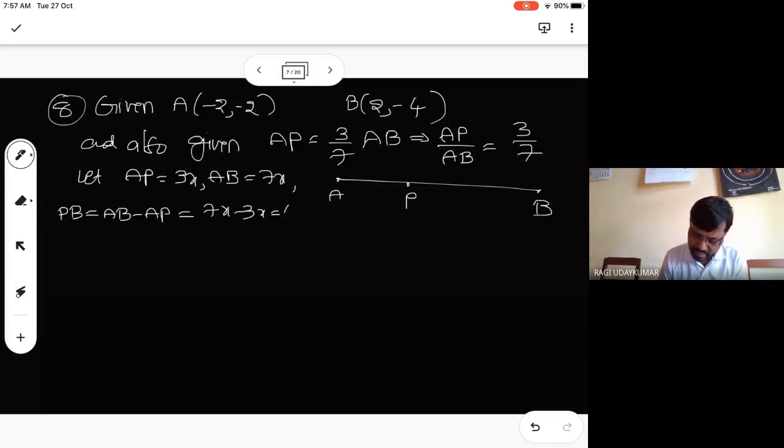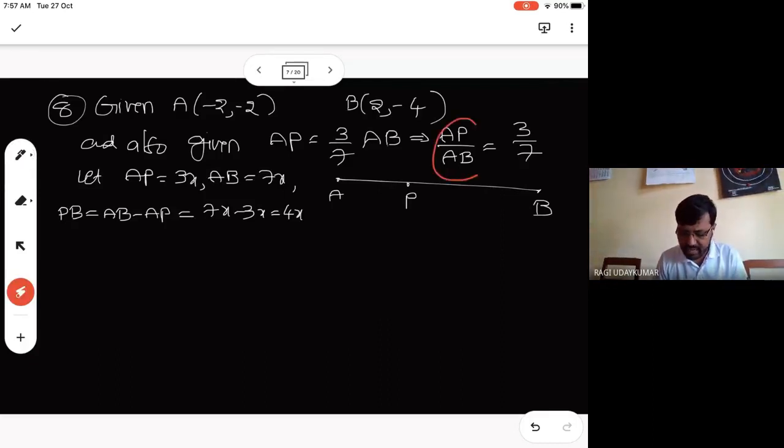Sir, why have you taken x directly? You can take 7 now. See here, do remember, whenever the ratio is given to you, I already told that AP equal to 3, AB equal to 7 is not the case. AP can be a multiple of 3. AP can be 30, AB can be 70. You don't know, isn't it? If you want to check exactly how much AB is, find out the distance between these two points.